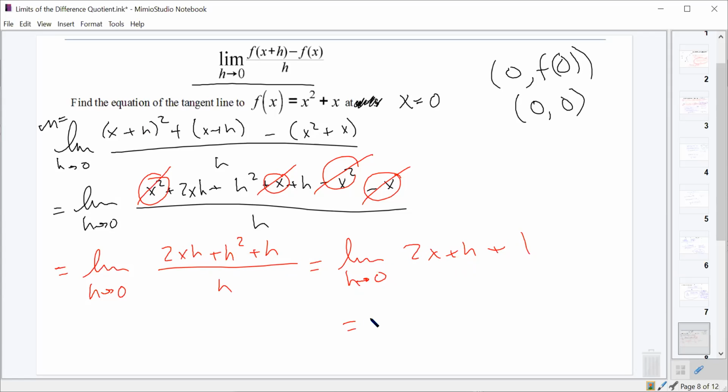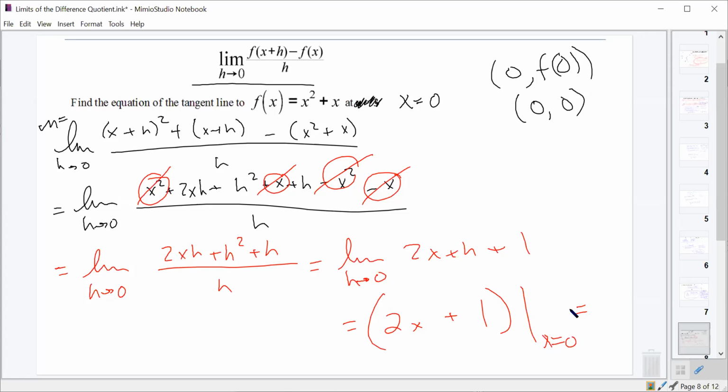2x is still just 2x. H becomes 0, and 1 is still just 1. And so this is telling me that the slope of x squared plus x is always equal to 2x plus 1. So if I want to know what it is specifically at x equals 0, and that's what this vertical bar means, it means we're going to evaluate this at x equals 0.